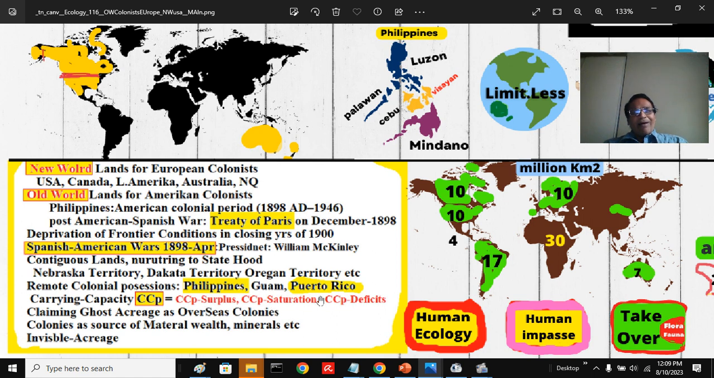That means these lands already got saturated with the carrying capacity and running carrying capacity deficits. So Dr. Borgstrom discussed this in ecological perspective. Essentially there is the ghost acreage claim that all the colonies are a source of material wealth: the food, fodder, fiber, and forest products, and minerals also, coal, iron, and potentially oil. Essentially this is invisible acreage. Colonialism ecologically is invisible acreage.